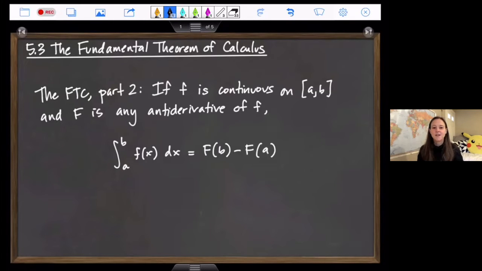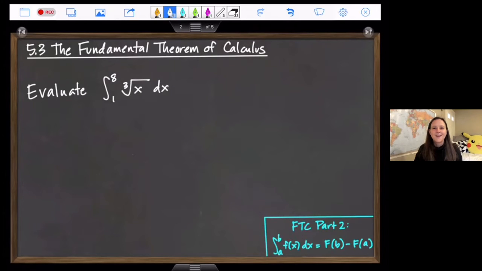All right, so here's Fundamental Theorem of Calculus Part 2. It says if little f is continuous on the interval a to b, and big F is any antiderivative of little f, then the definite integral of little f from a to b is just that antiderivative, big F, plug in the upper limit minus big F, plug in the lower limit. So all I'm going to do in the videos today is a bunch of examples of using the Fundamental Theorem of Calculus Part 2.